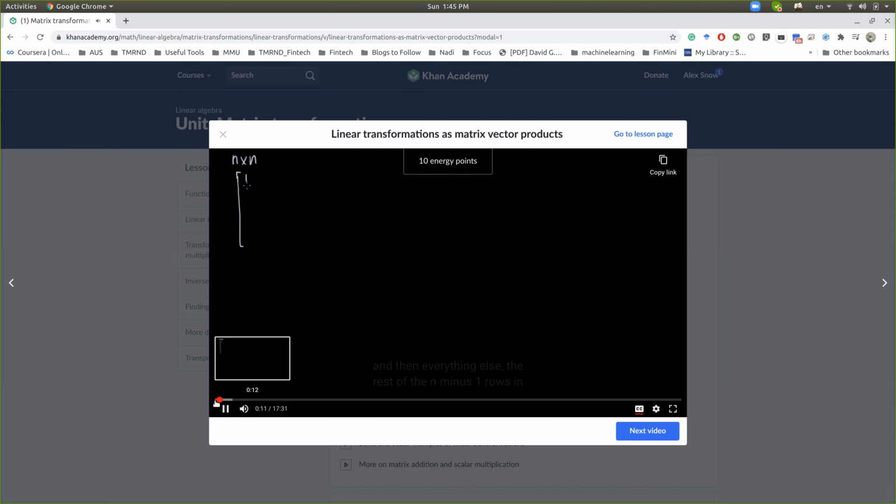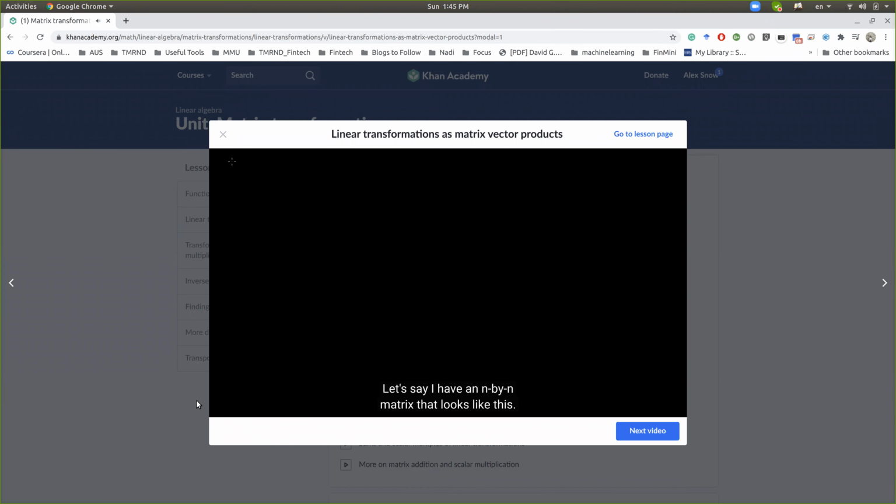First column and that entry has a 1, and then let's have an n by n matrix that looks like this. Let me just see if I can do it in general terms. In the first row and first column that entry has a 1, and then everything else, the rest of the n minus 1 rows in that first column are all going to be zeros.